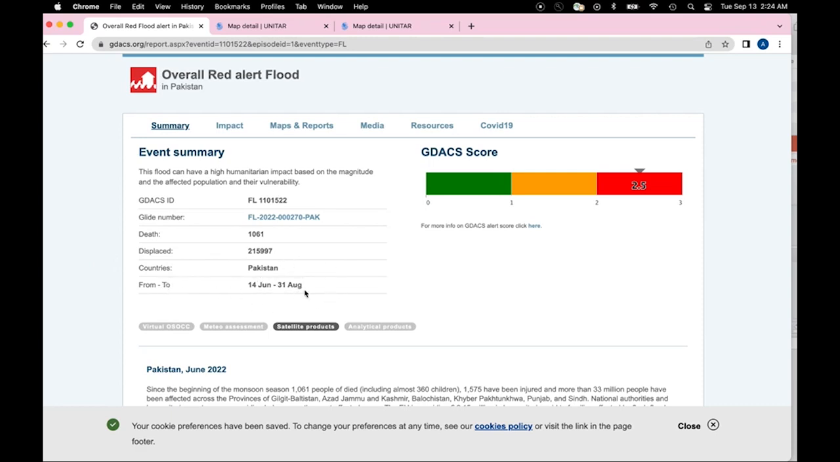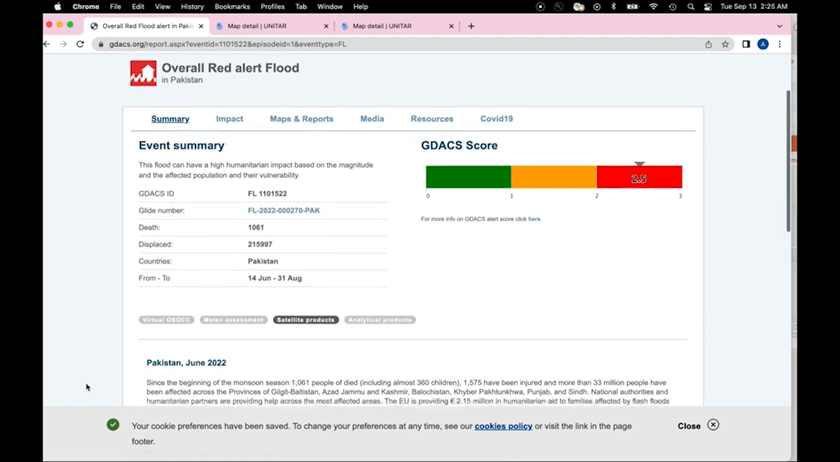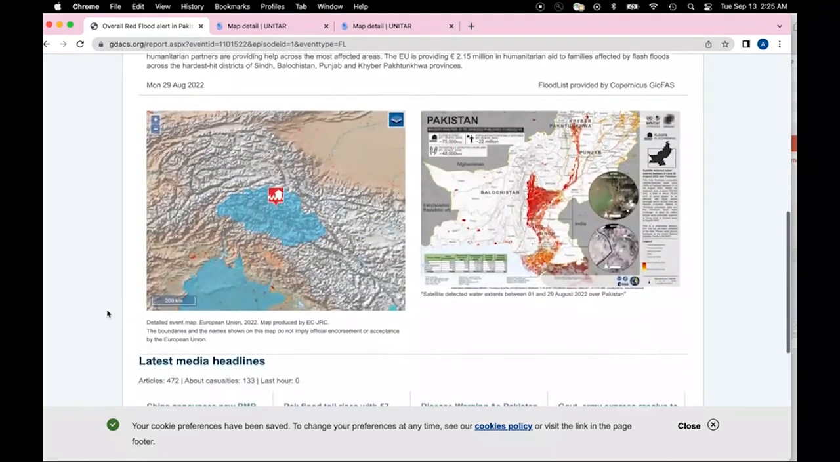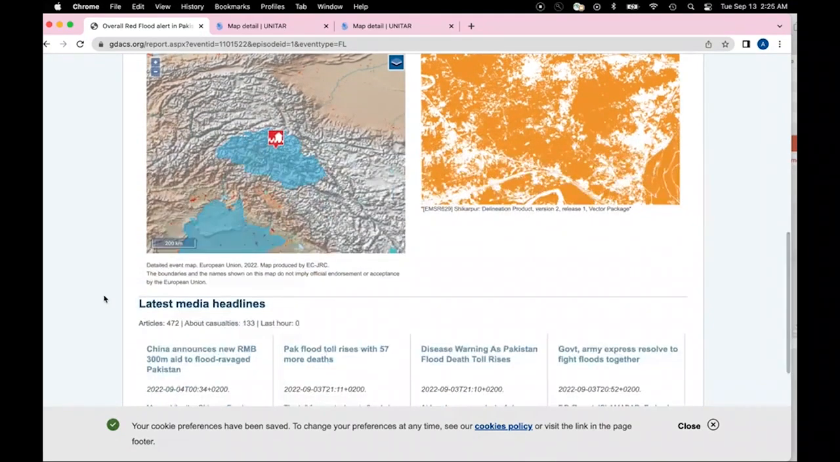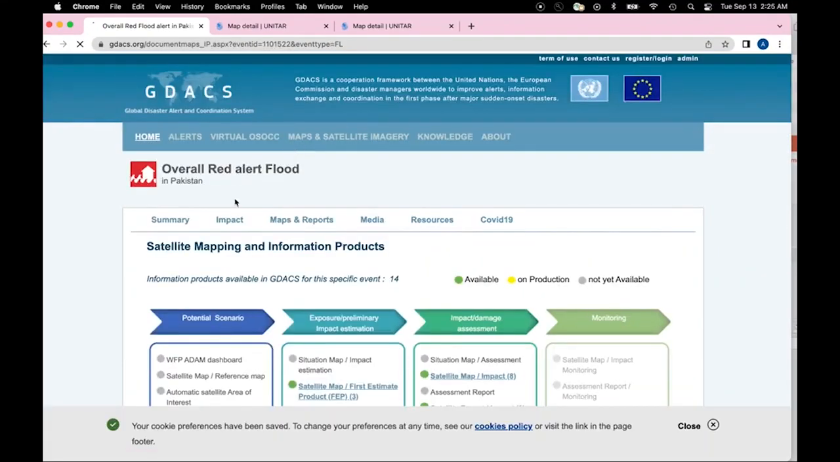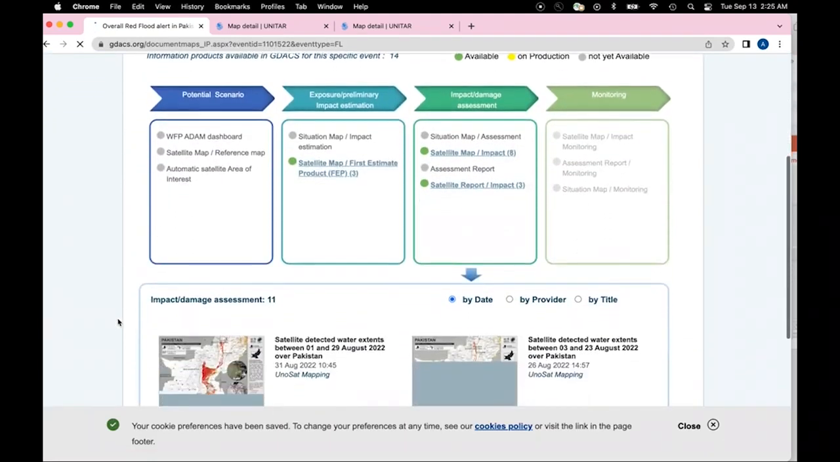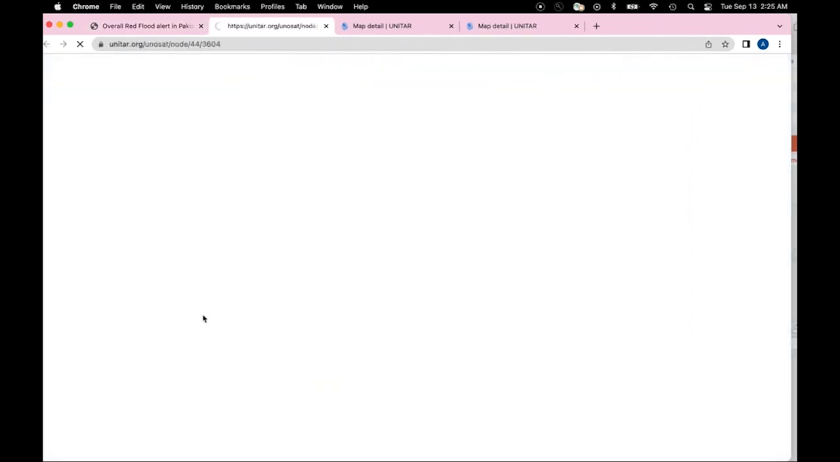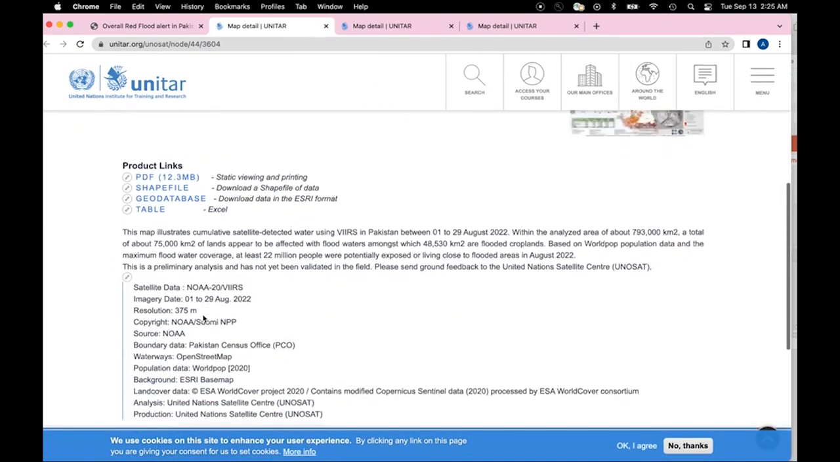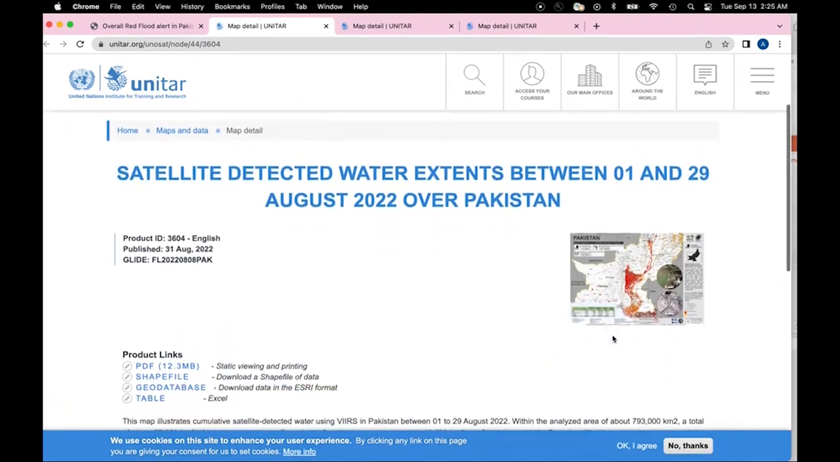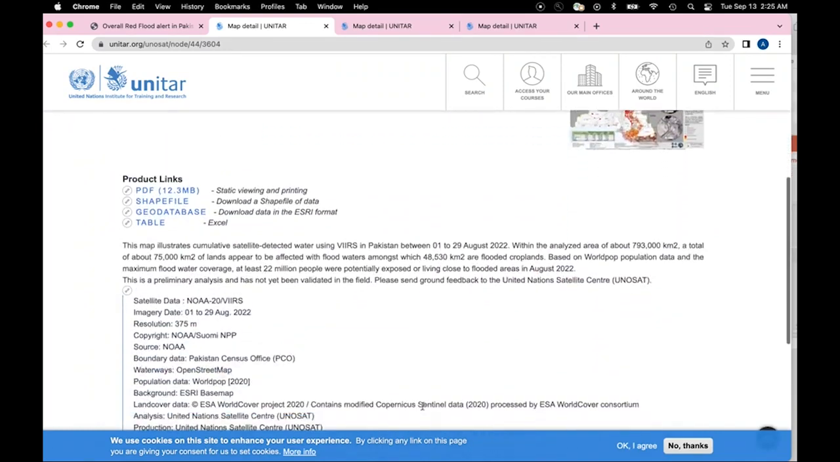So this is a long period coverage here, and you can look at information about this particular flooding. There is SAR-based flood detection available, and if you look at maps and other resources, here is a satellite detected water extent. This is from NOAA WIRS data, and you can see the map here that's showing water extent.